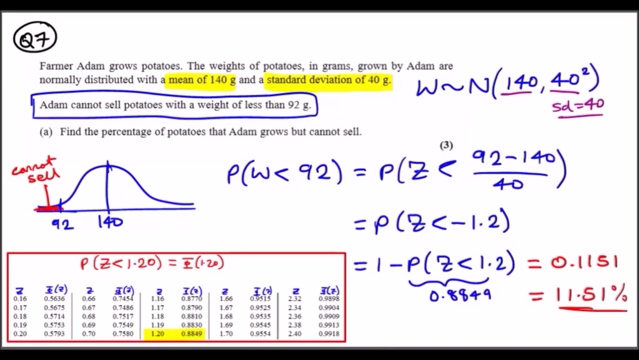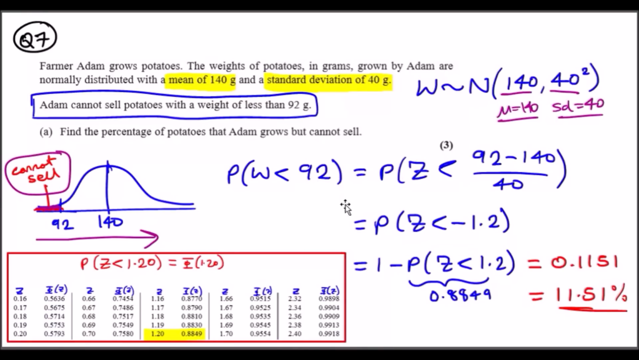Okay, so key things to note here. Now, next part is important. Adam cannot sell potatoes with a weight of less than 92 grams. So this is vital. Now, always try and draw this out. Illustrate with a bell curve. Put the mean of 140 bang in the middle, so this has to be symmetrical, and put 92 on the left, because remember, this is all in ascending order. So this is the area that is less than 92 where Adam cannot sell his potatoes.